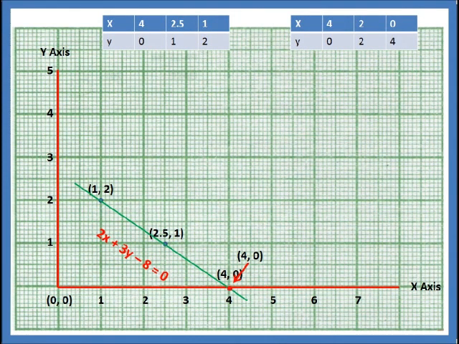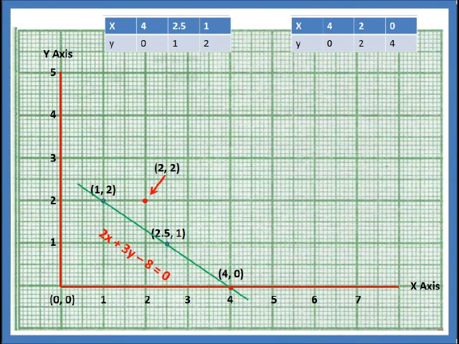given line. Now we will mark the points from the assumed equation which are represented by the second table. So the first point is 4, 0, which has been shown by the red arrow. This is the second point shown by the red arrow. This is 2, 2, which is the second point from the second table.